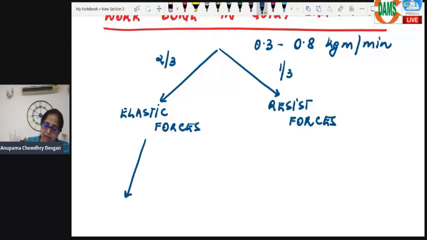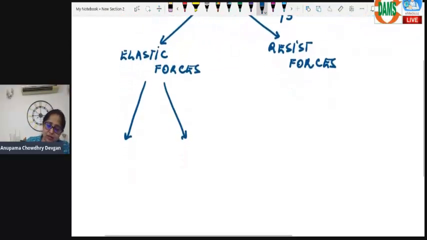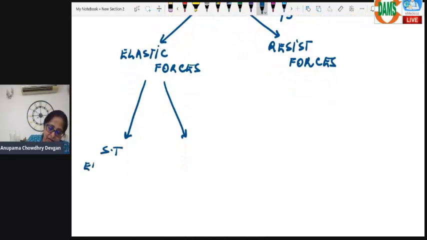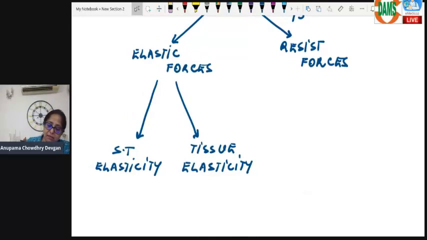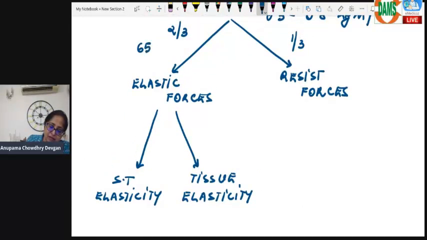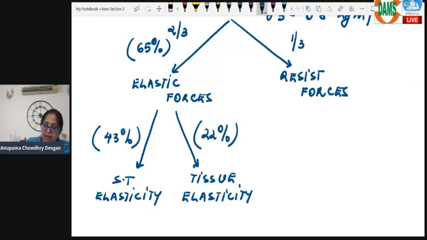Now, in the elastic forces, there are two types of elastic forces: surface tension elasticity and tissue elasticity. Two-thirds or 65% of the work done is against elastic forces, out of which 43% of the work done is against surface tension elasticity and 22% is against tissue elasticity. Or you could write this as 42% and 23%.